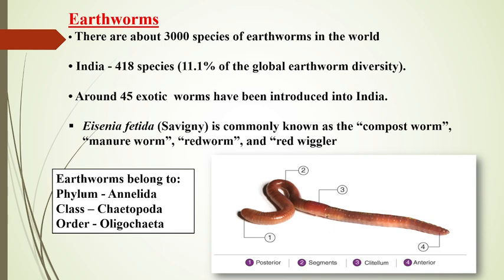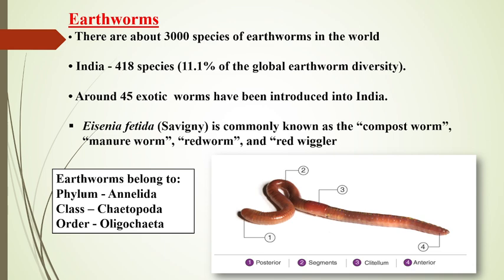Eisenia fetida is the most common compost worm, useful in vermicomposting. We can call Eisenia fetida a compost worm, manure worm, red worm, and red wiggle. The word exotic means non-native. Non-native we can also call an alien species, which is not native to our land, but is taken from outside and introduced in our place.